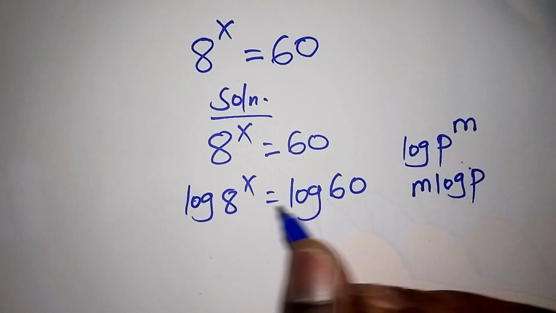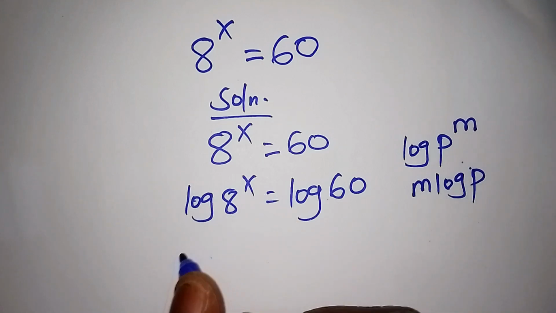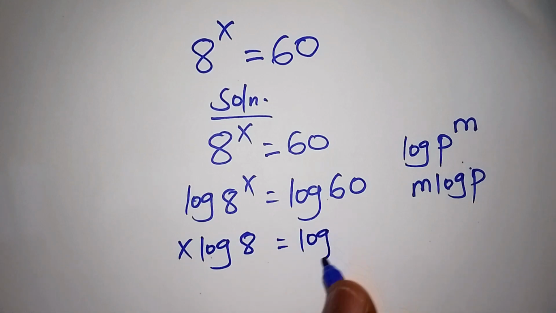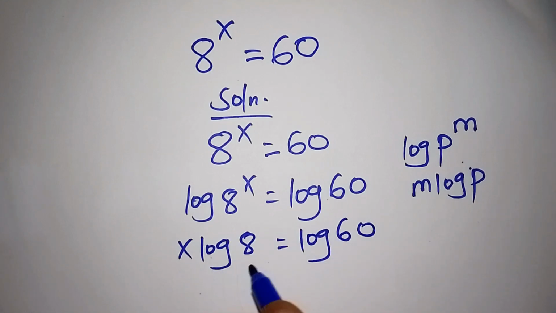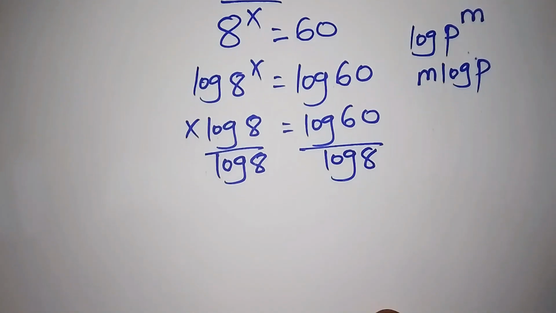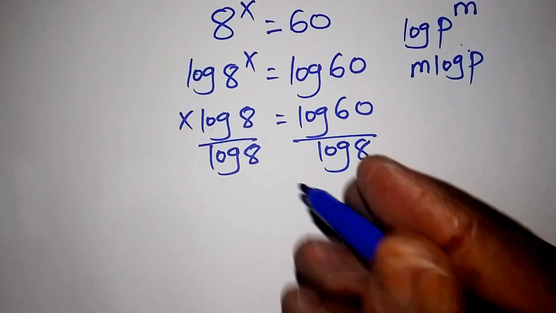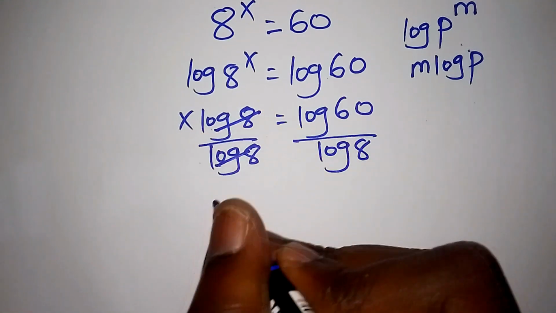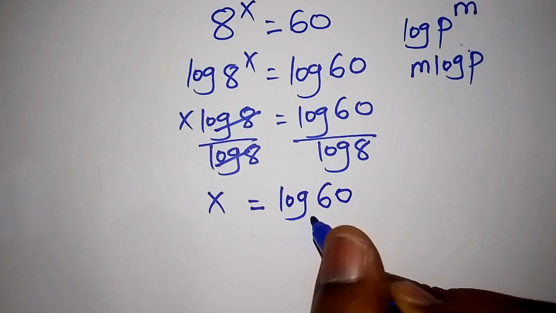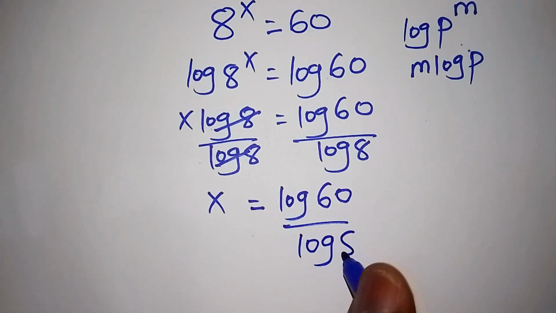So that means that the log of 8 to the power of x can also be written as x times the log of 8, which is equal to the log of 60. So we want to remove this log 8 on this side. That means that we shall divide both sides by the log of 8. So log 8 and log 8 shall cancel each other. So now we remain with x on this end, equal to the log of 60 all over the log of 8.